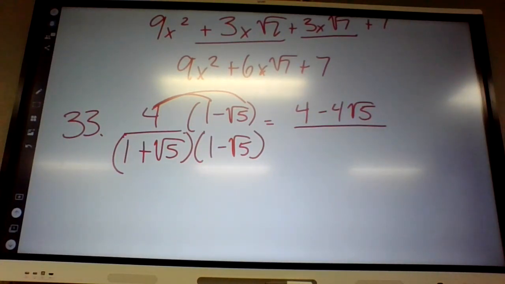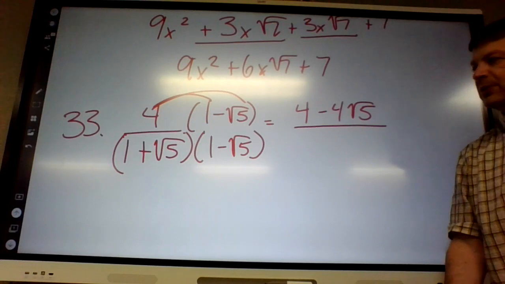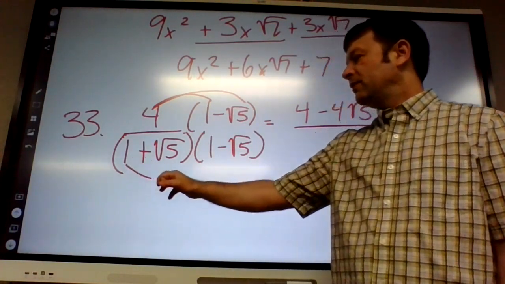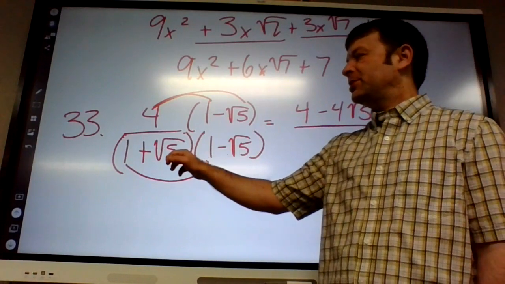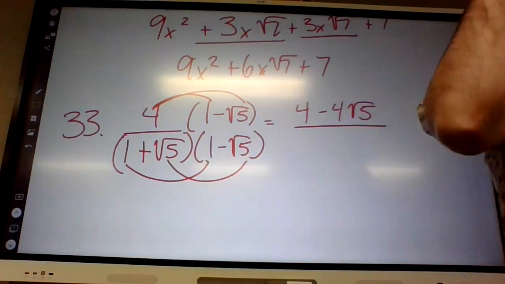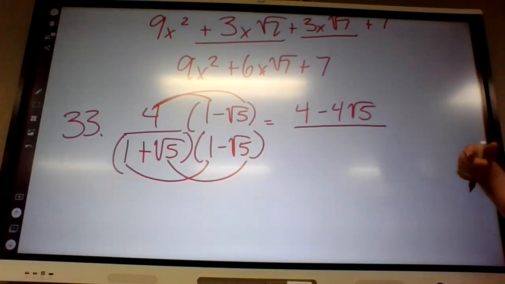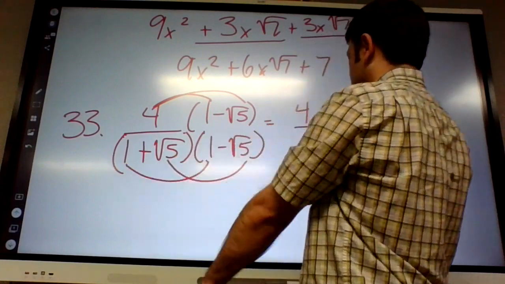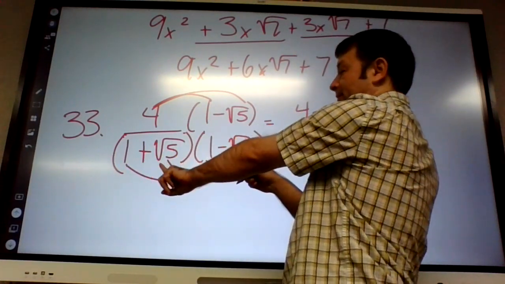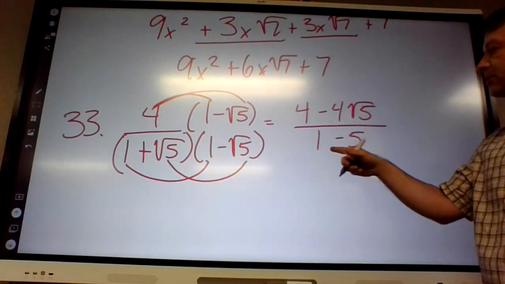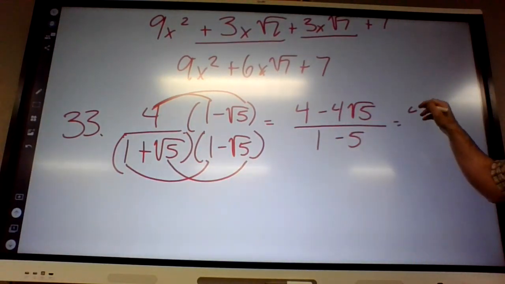And the bottom is a FOIL, but what makes this easier? Only do the outside. First and, no, those are the ones you skip. The first and the last. If you're not sure, just do the whole FOIL. But the outside, inside cancel out. So the first and the last, 1 times 1, and square root of 5 times negative square root of 5. So negative 4. Okay. Can I do anything else?